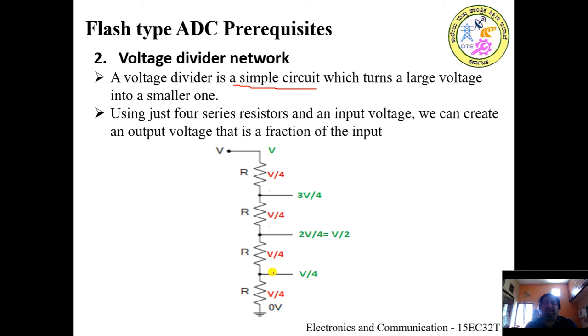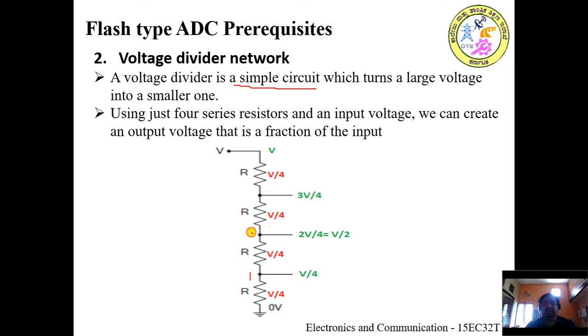So as we have taken the first node here, remember that while measuring, voltages are always measured with respect to ground. Let's say this is the first node. At this first node, if you measure the voltage drop, then it would be V by 4.